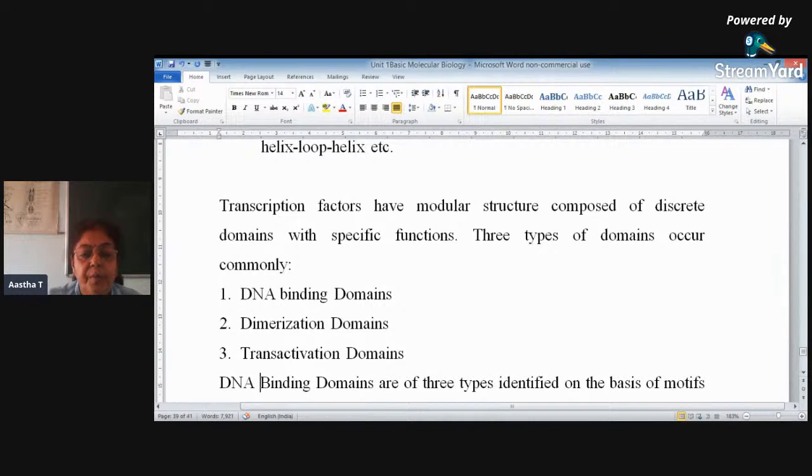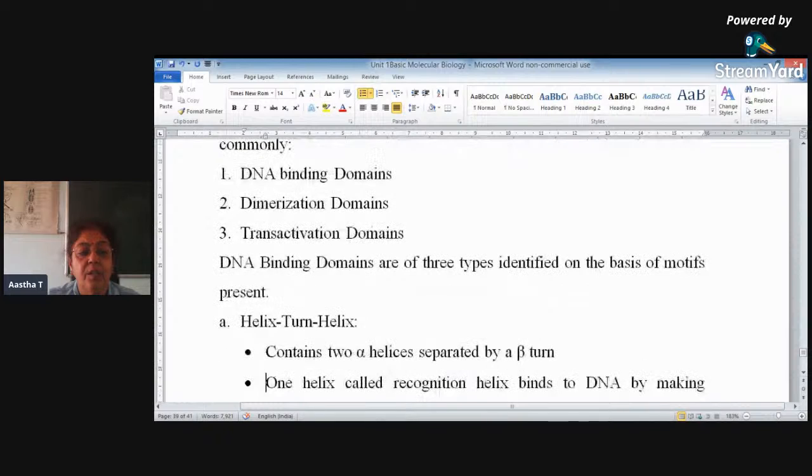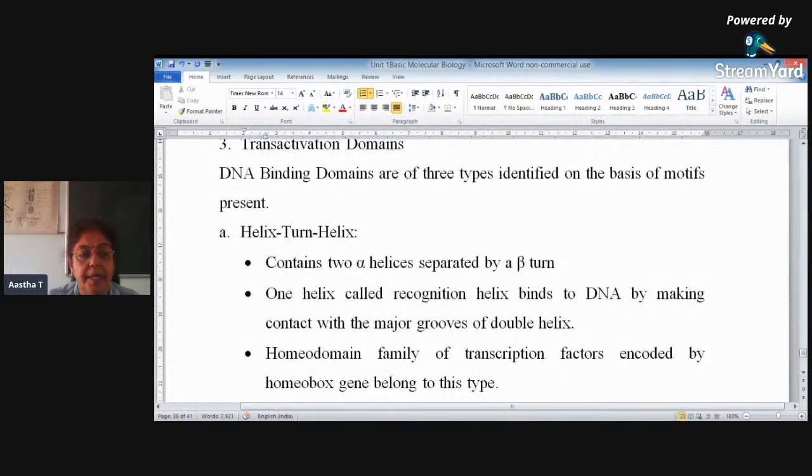DNA binding domains are of three types on the basis of the motif which is present. Helix turn helix: it consists of two alpha helices separated by a beta turn.